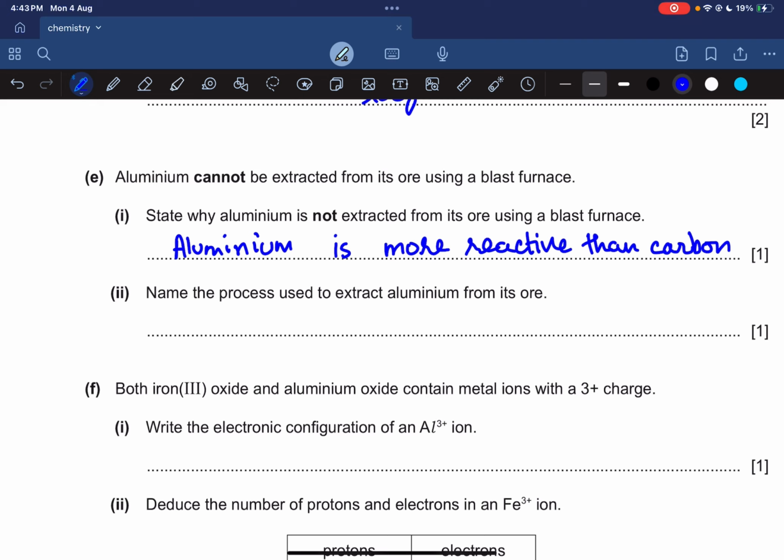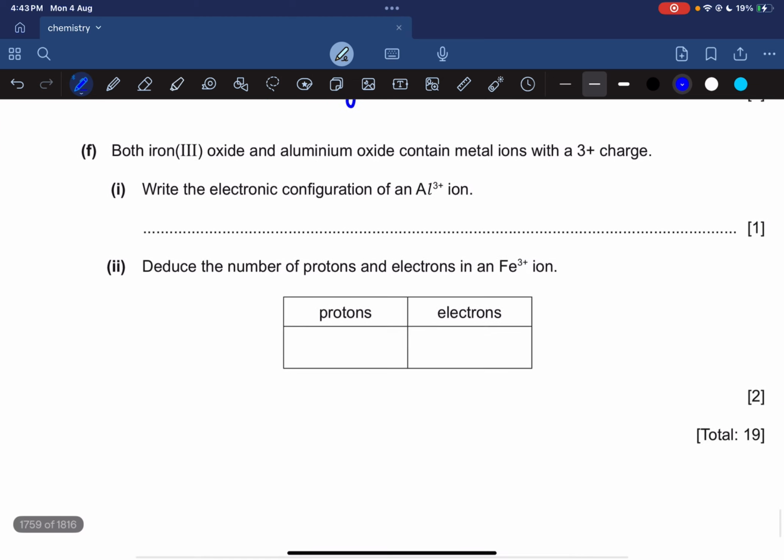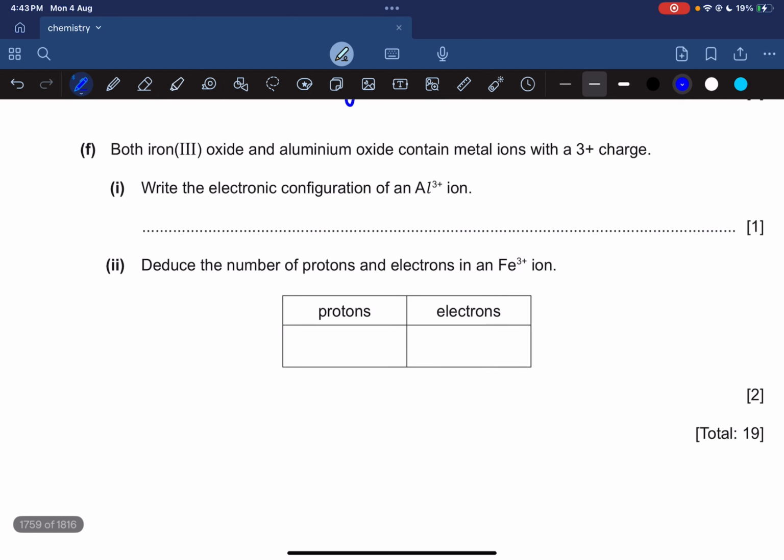Name the process used to extract aluminum from its ore. That's what I've just told you: electrolysis. Both iron(III) oxide and aluminum oxide contain metal ions with a charge of 3+. Okay, that's correct. Write the electronic configuration of an aluminum 3+ ion.